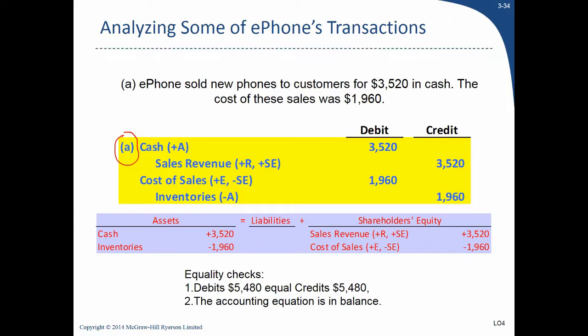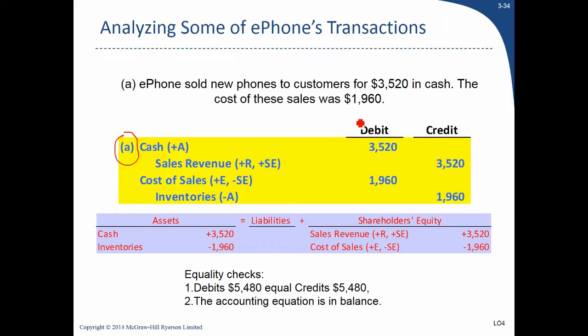And when I was learning accounting, this is how I built it up in my mind. Don't try to picture the entire transaction at once, but build it up. What do you know just from the wording? We sold new phones to customers for $3,520 in cash. We know we're debiting cash for $3,520.